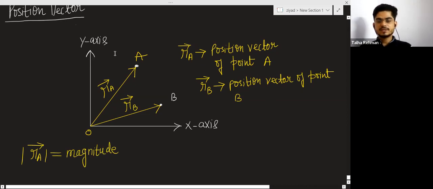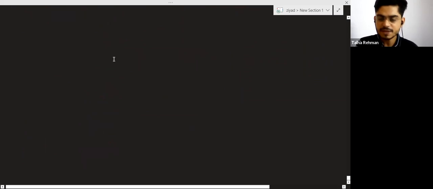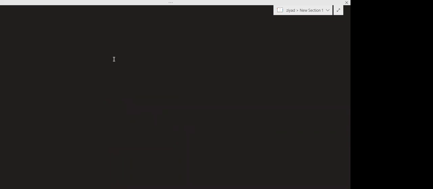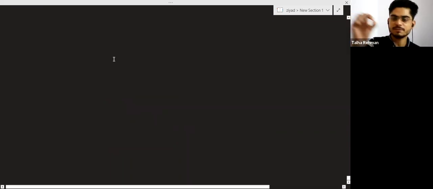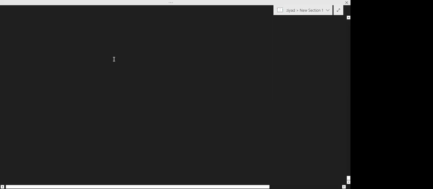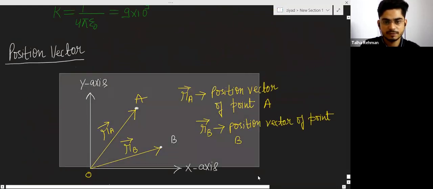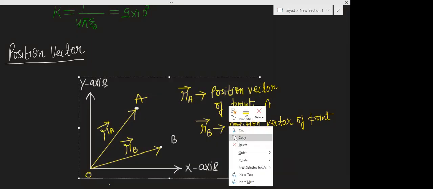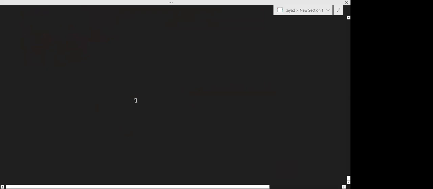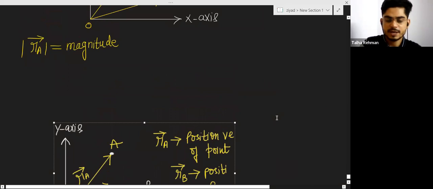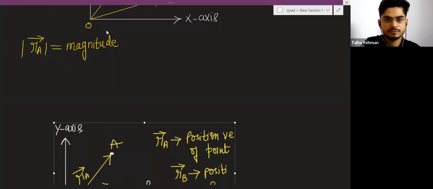Now we will discuss the displacement vector. Displacement means displacing something. Suppose this point is here now, and now I put this point here. So there is a displacement between two points, and we will make the vector of that. That will become the displacement vector. I am using this figure again. Write the heading: displacement vector.